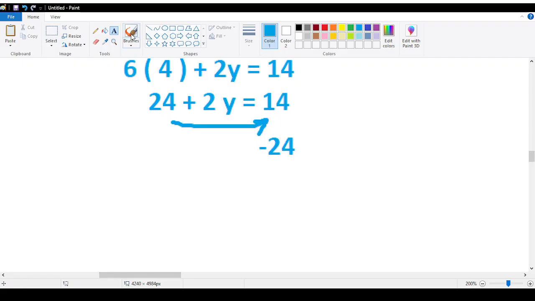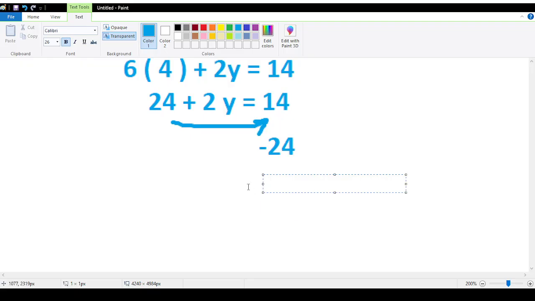14 minus 24. Shamsa, please do it in your mind in this method. You just imagine that you have 14 balls which are positive and you have 24 balls which are negative. Who will win, the negative or the positive? Negative 10. Thank you. Makes sense.